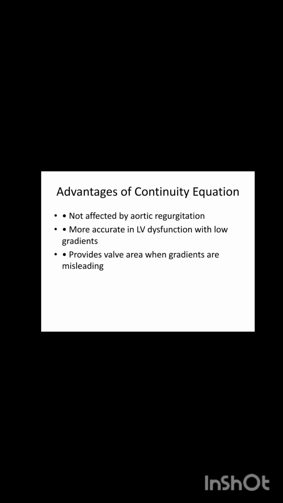Advantages of the continuity equation: it is not affected by aortic regurgitation. If you have aortic regurgitation, the gradients will be high. It is also more accurate in LV dysfunction with low gradients. If the LV is dysfunctional, the gradients will be low, and the continuity equation provides a valid area when gradients are misleading.